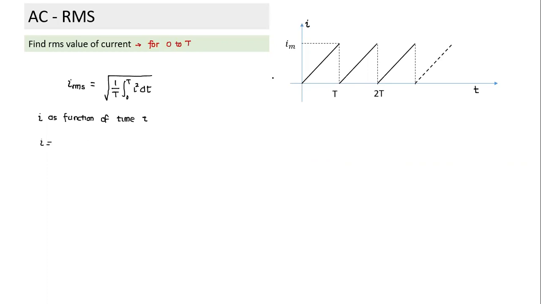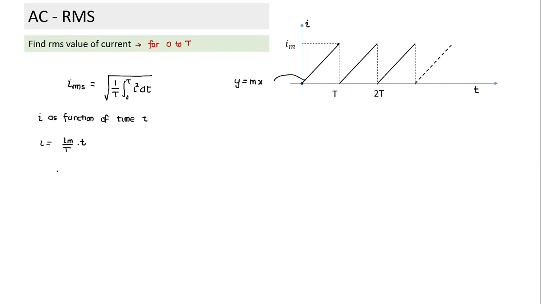It's fairly easy to write from here to here. This is a straight line. So what is the equation of this line like? The relationship is similar to y is equal to mx. In place of y, we write I, and in place of x, we write t. What is the slope equal to here? Slope is equal to Im by T. So I equals Im by T times t, that's the equation.